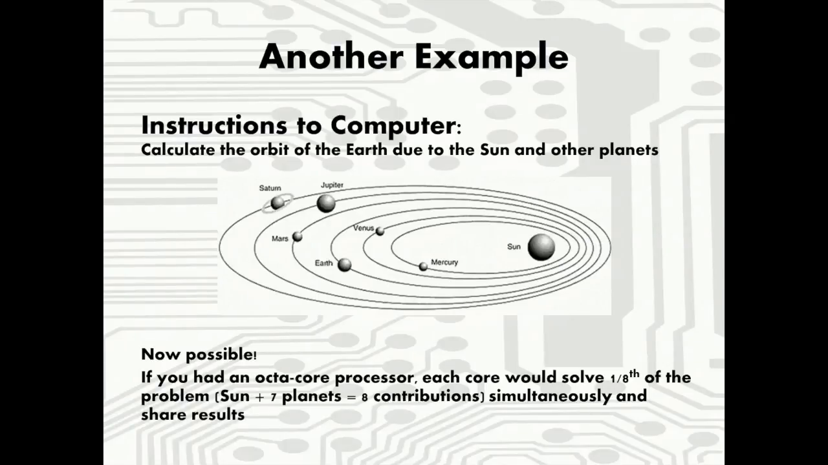Let's go back to the example with the planet orbiting us in the solar system. Now when we tell our computer to calculate the orbit of a planet, say the Earth, due to the Sun and other planets, all you would need was at least an octa-core processor. Each core would solve 1/8 of the problem. Remember, the Sun and 7 planets were 8 equations that needed to be solved simultaneously, so that the correct orbit of the Earth can be represented.